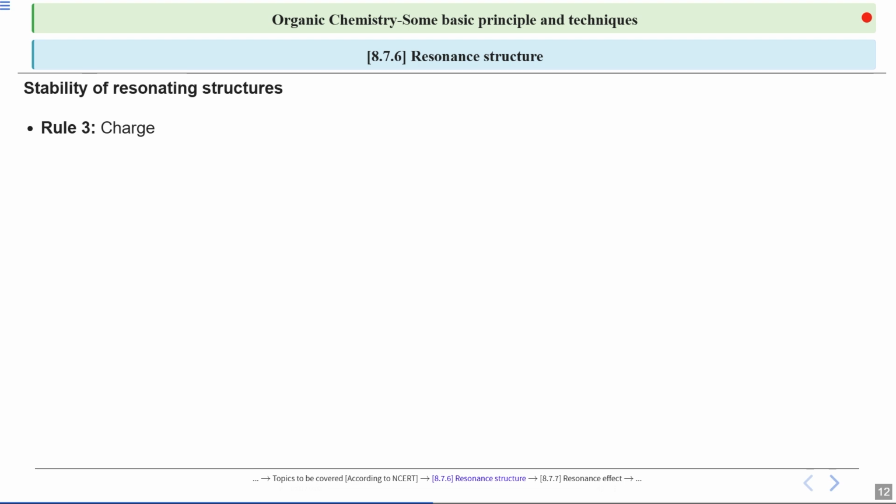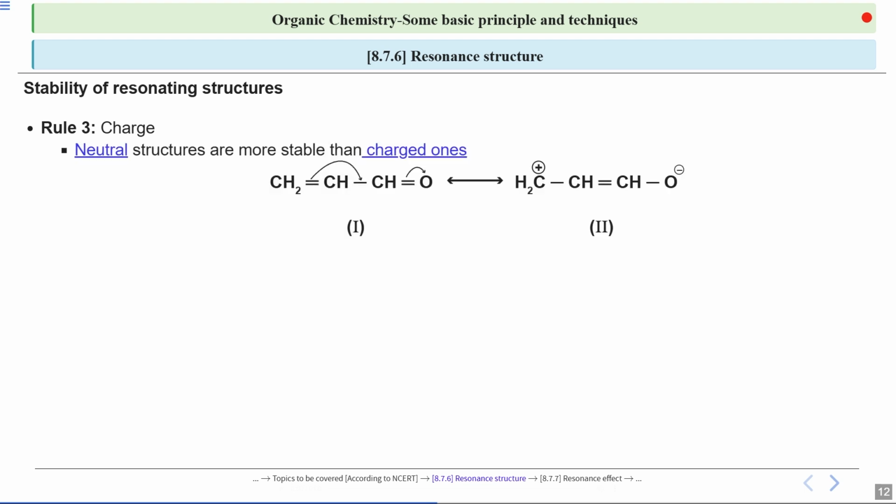Next we have charge. In case both of the structures have a complete octet, we move on to the third thing, which is charge. It is seen that neutral structures are more stable than charged ones. If you look at structure number 1 and structure number 2, they both have charged species. The second one is charged, so the second one will be least stable.